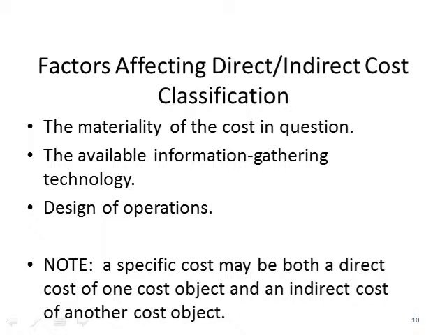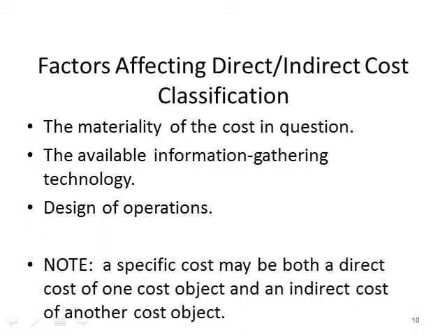So a few factors affect the direct-indirect cost classification, and they include the materiality of the cost in question. The smaller the cost, the less likely it will be efficient to trace the cost, and the more likely that would be then treated as an indirect cost. The available information gathering technology. Obviously technology, because we've come so far there, allows us to treat more and more cost as direct.